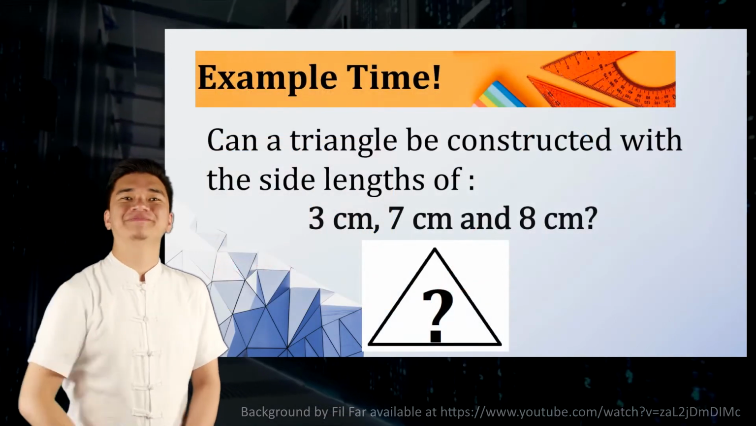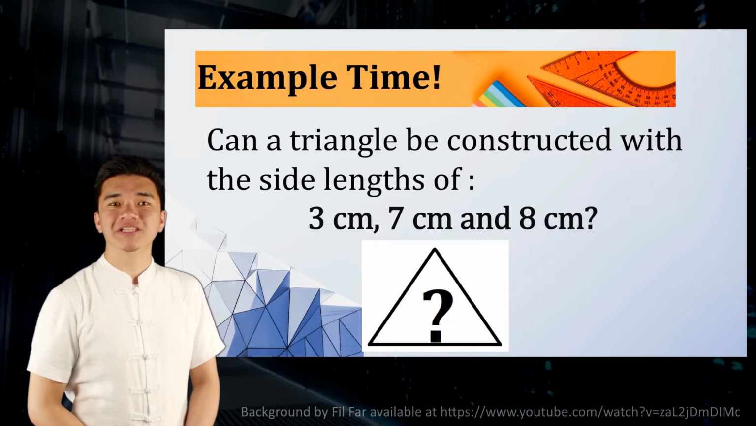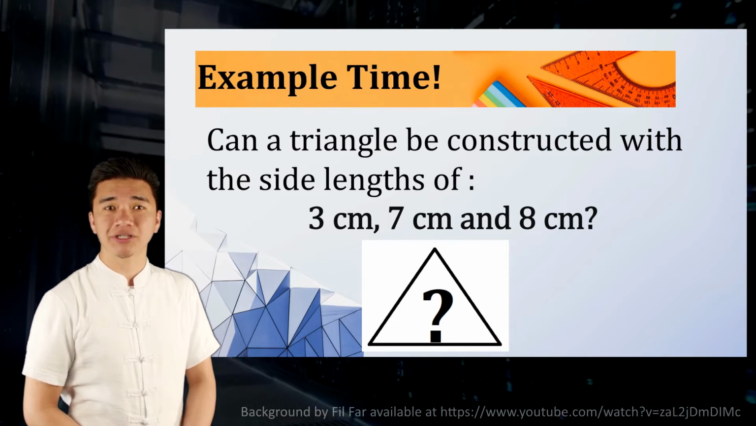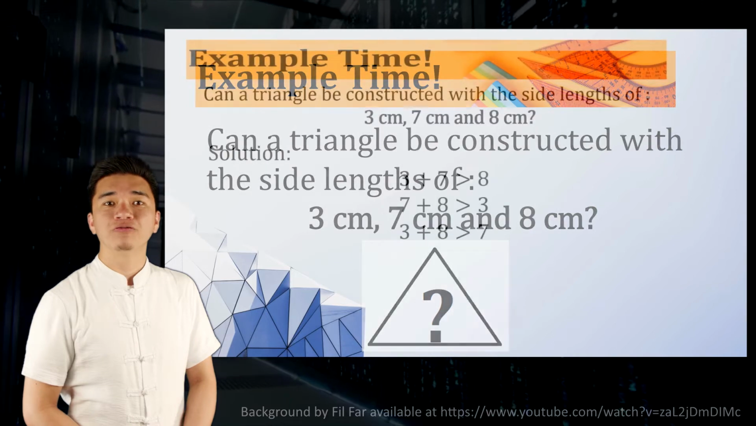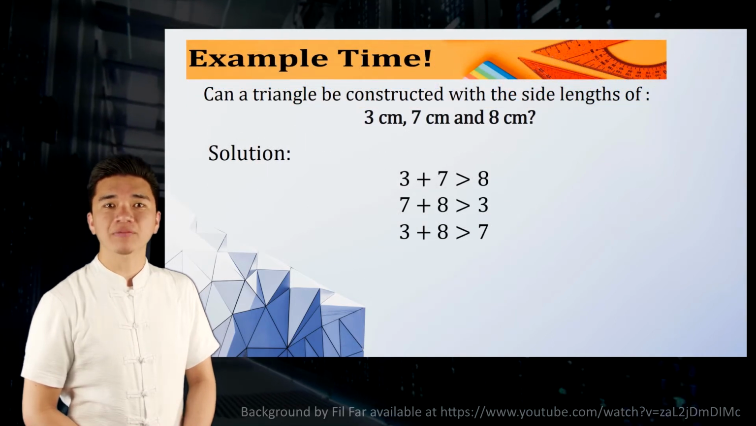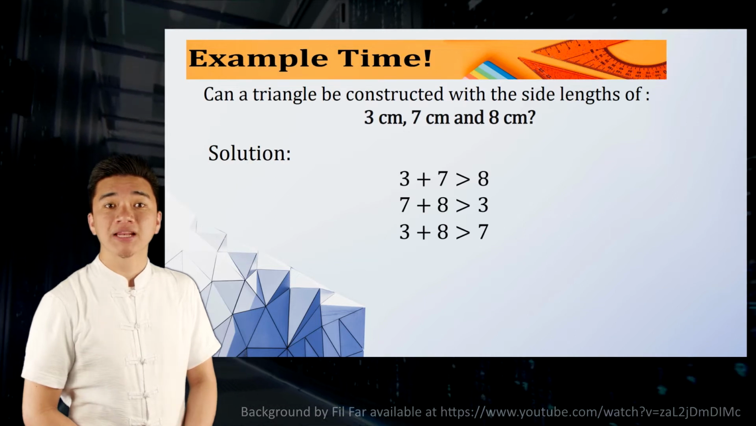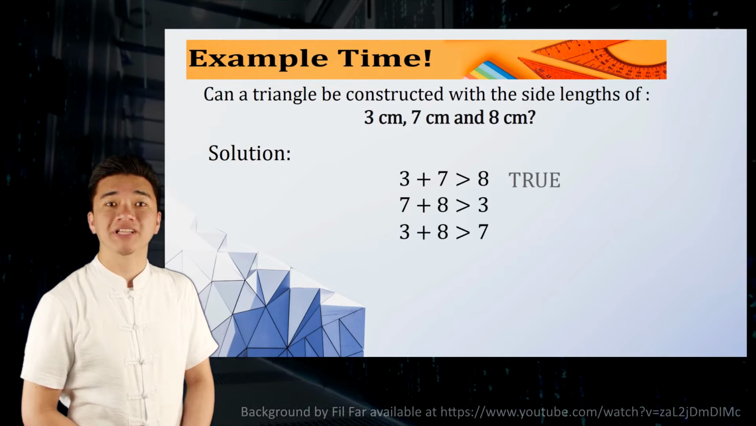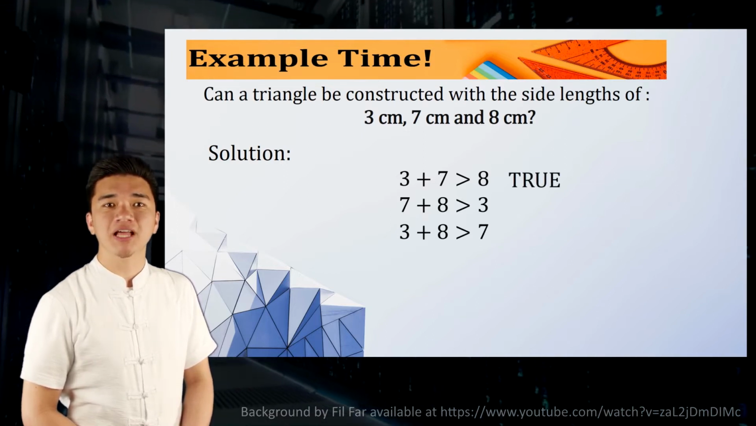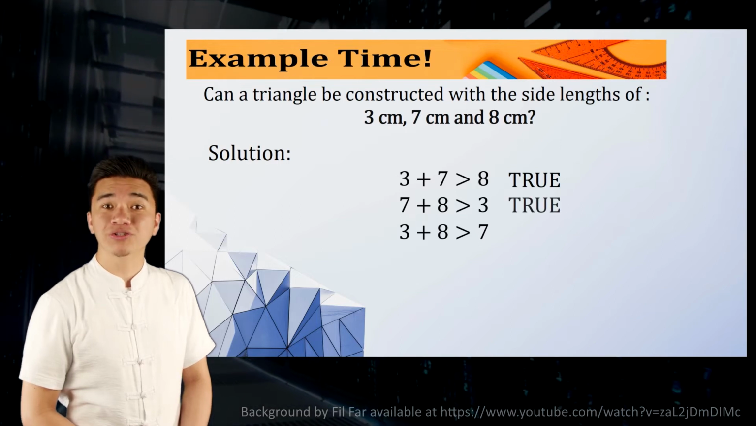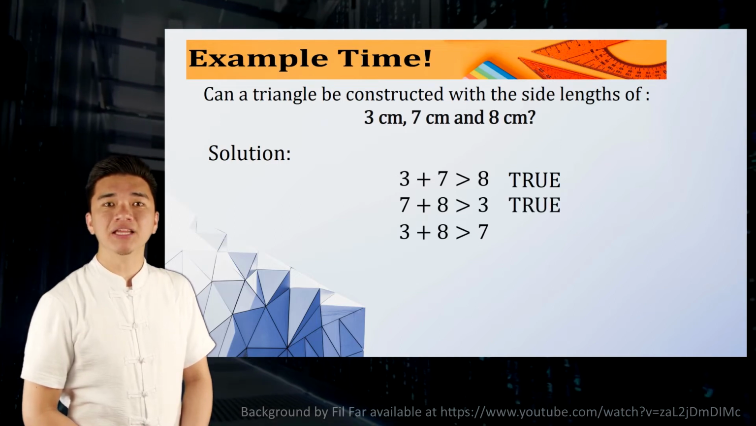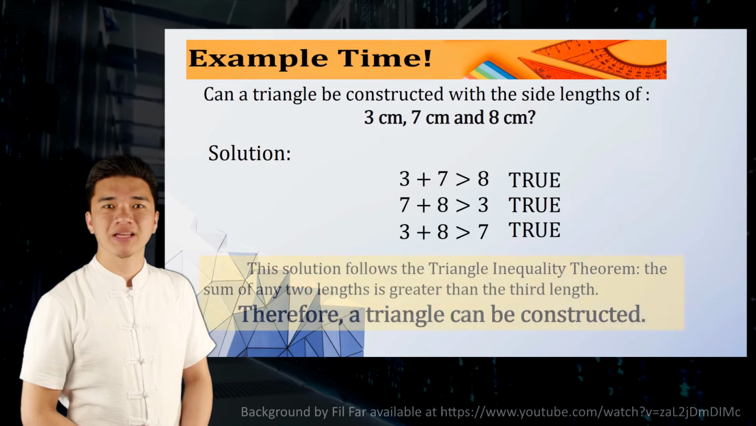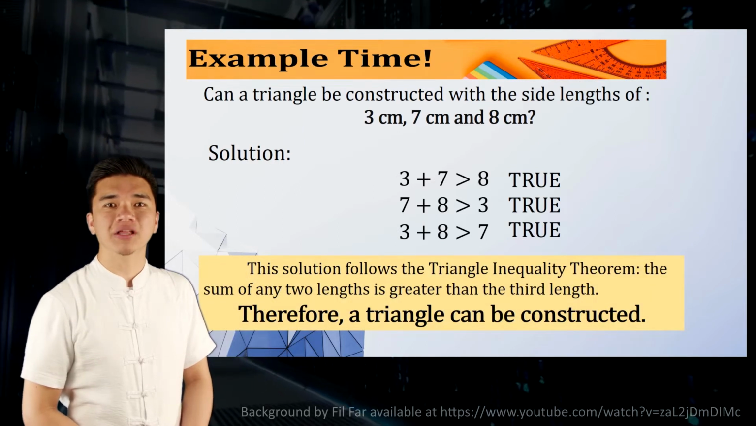Example time! Can a triangle be constructed with sides of lengths 3 centimeters, 7 centimeters, and 8 centimeters? For our solution, we take the sum of any of the two lengths. Let's take 3 plus 7 must be greater than 8. That's true. 7 plus 8 must be greater than 3. Also true. Lastly, 3 plus 8 is greater than 7. Definitely true.